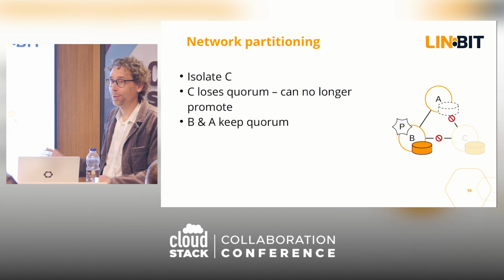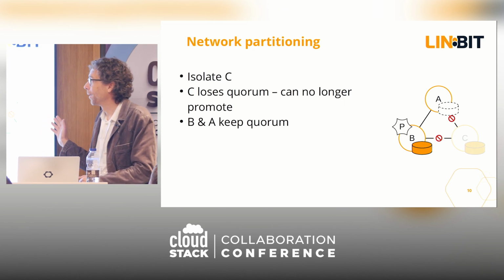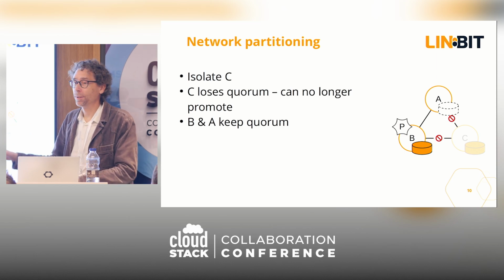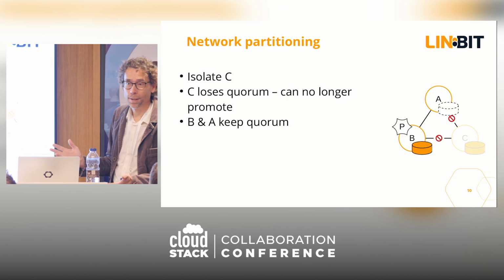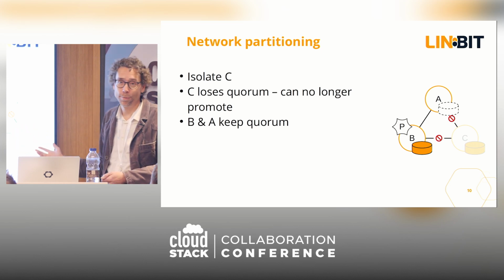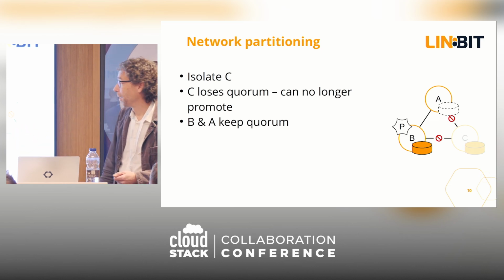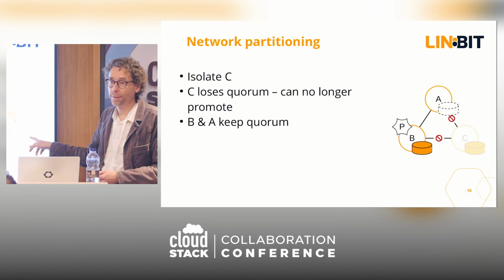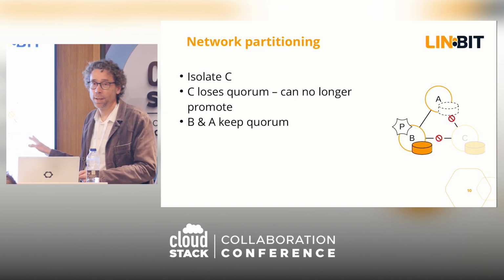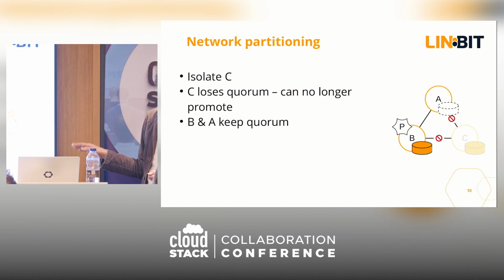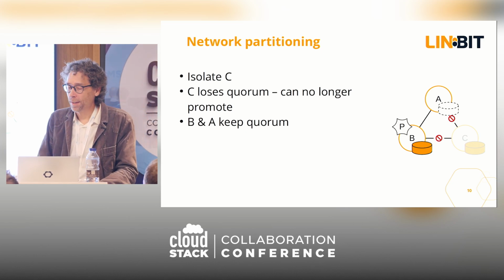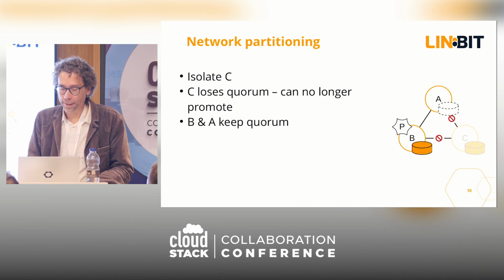Let's isolate another node. Let's isolate this one. So these two are 2 out of 3, so they are still happy. This one is 1 out of 3, so no quorum. I can still live migrate back and forth here. If I try to live migrate over there, I think you would be allowed on CloudStack level, but the migration will fail. So it comes back as an error, and then it finds out, oh, it's still there.